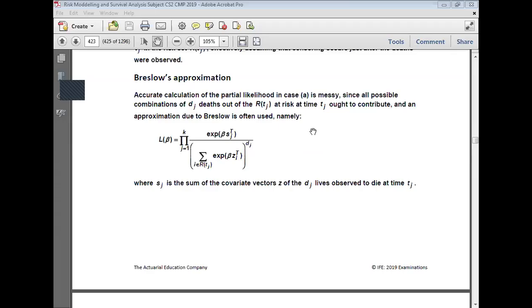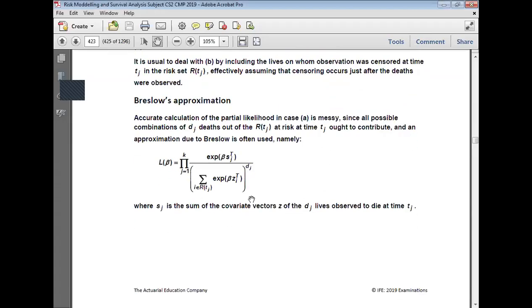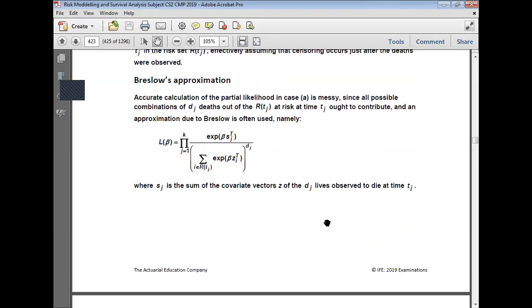Yeah. So this is what your Breslow assumption actually says. They're saying here that this particular Sj that we have now with the beta here is the sum of the covariate vectors Z of the dj lives observed to die at time tj. So this is what they mean by this particular assumption.